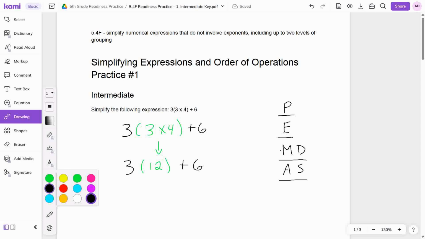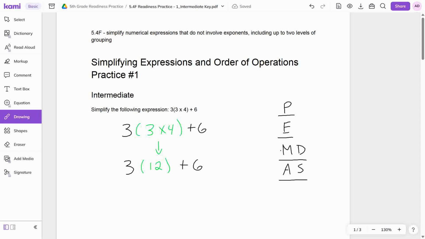So really what I have is a multiplication. 3 parentheses 12 means multiply. And then we have a plus 6. So two different operations left, multiplication and addition. We don't necessarily go left to right. We look at our order of operations, and in this case, we are going to multiply first, because you always multiply before you add.